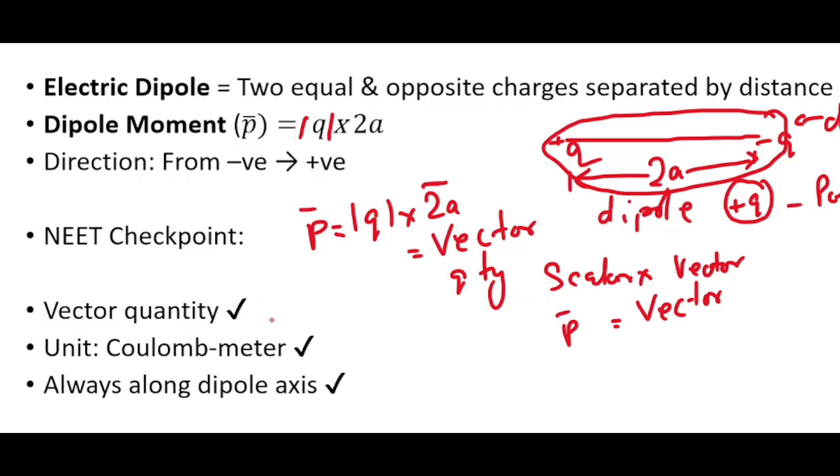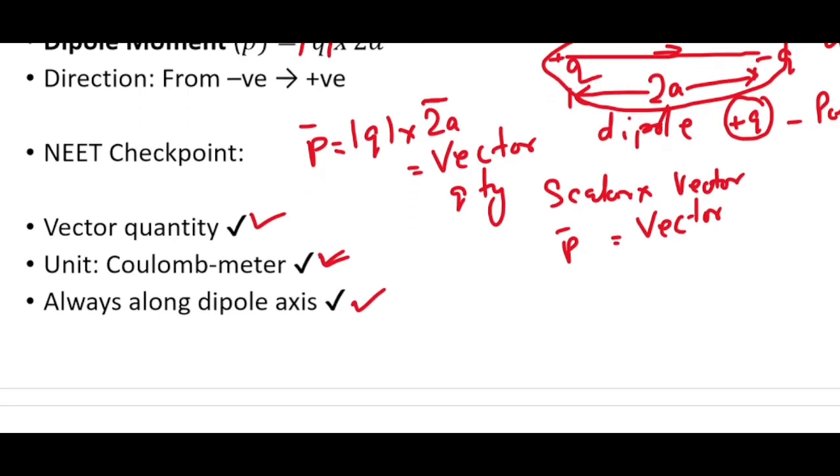So it is a vector quantity. Its unit is coulomb meter. Vector quantity, coulomb meter, always along the dipole axis. The dipole moment is always along this dipole axis. Okay, beta. Let's move ahead.